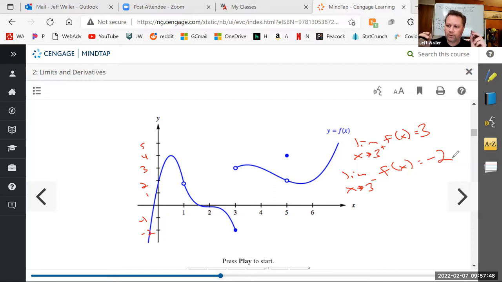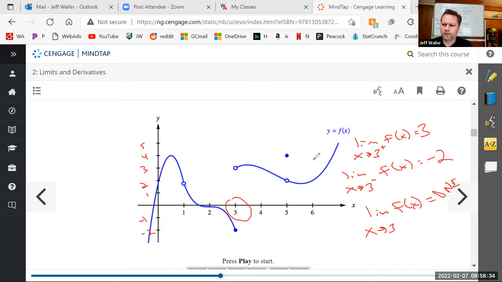So if I ask you, using the definition of continuity, which is the 1, 2, 3 thing we had up here, explain why this is discontinuous at 3, what would you say? What's the limit as x goes to 3? Does not exist. And isn't that the first or second requirement? I think it was the first requirement, right? Yeah, the limit has to exist, and this limit does not exist.